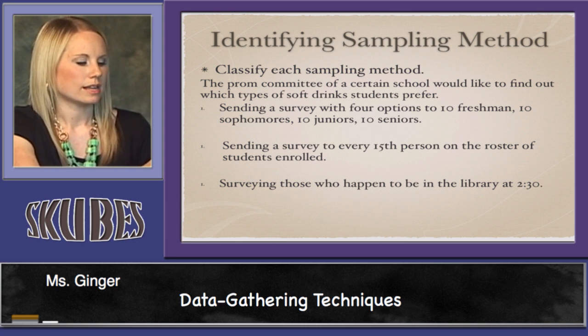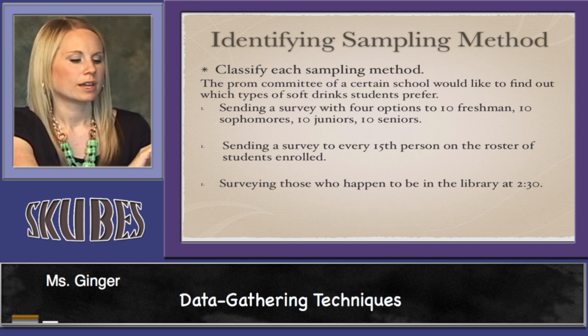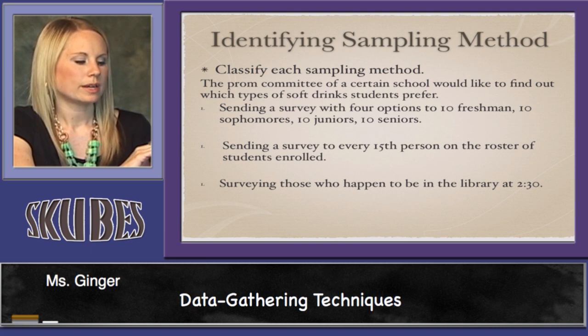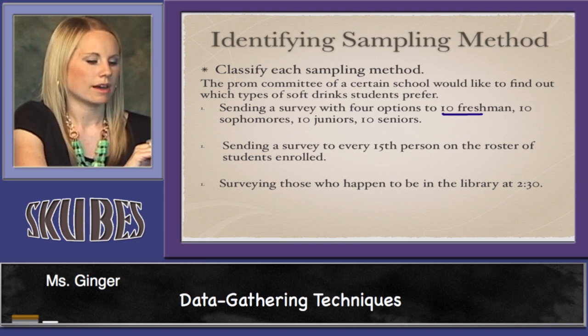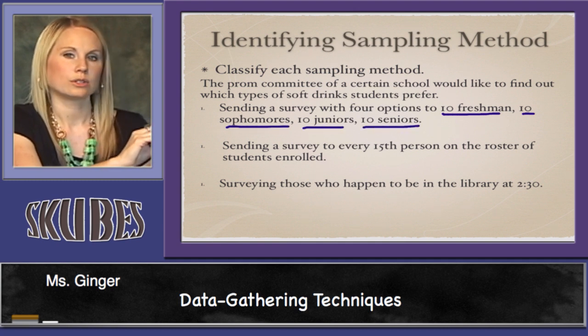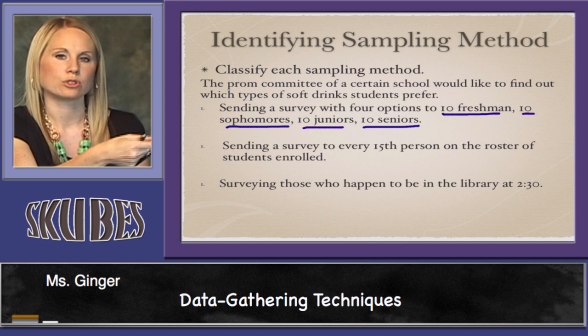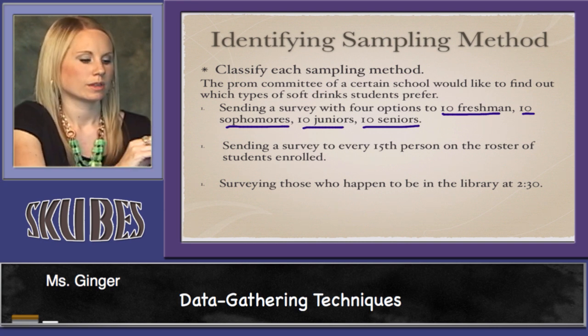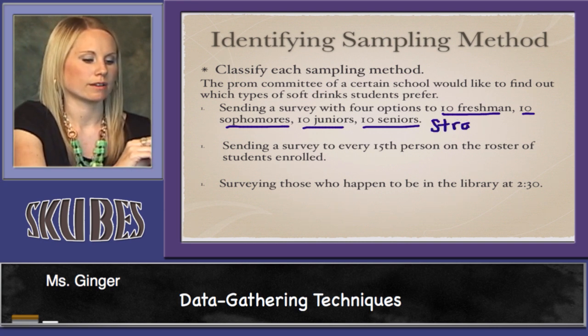Number one, let's say that they are sending a survey randomly with 4 options for soft drinks to 10 freshmen, 10 sophomores, 10 juniors, and 10 seniors to find out their preferences. So what type of sampling method would that be? Well, we can see that we have our population separated into groups. Okay, so remember the methods that involved grouping were the stratified and the cluster. They have randomly selected people within each group, so that is going to match to the stratified.